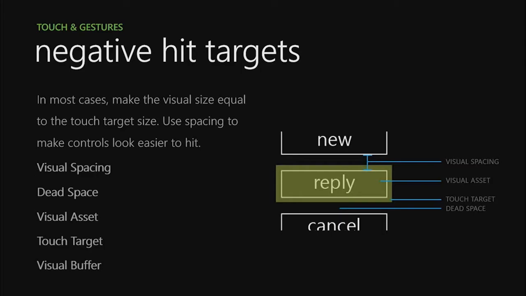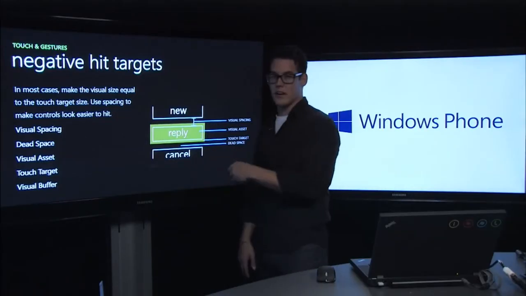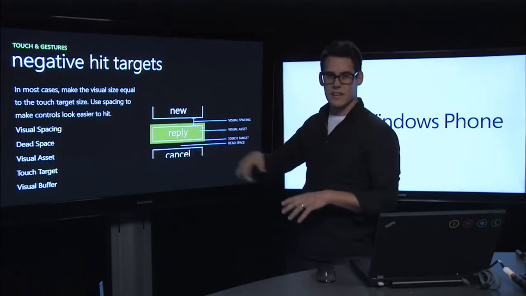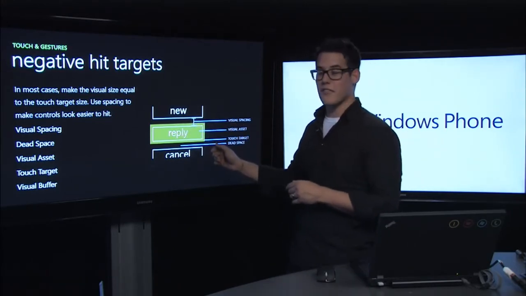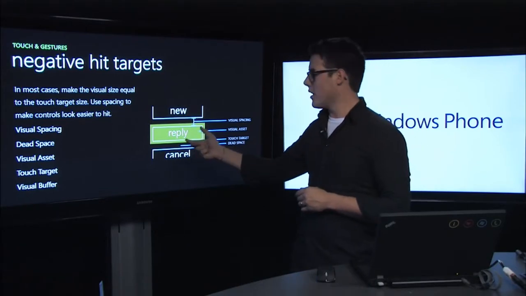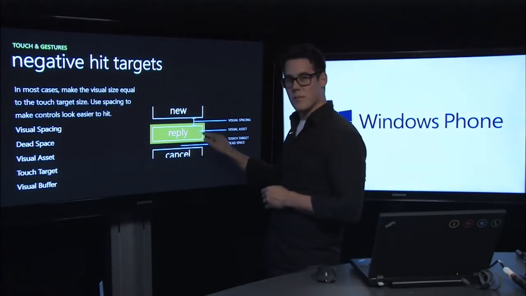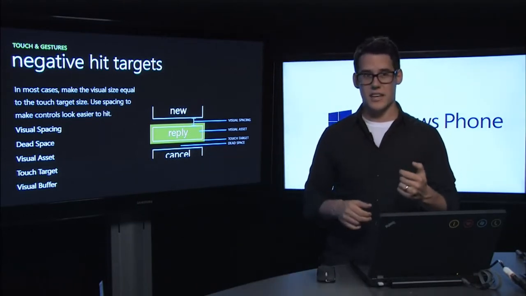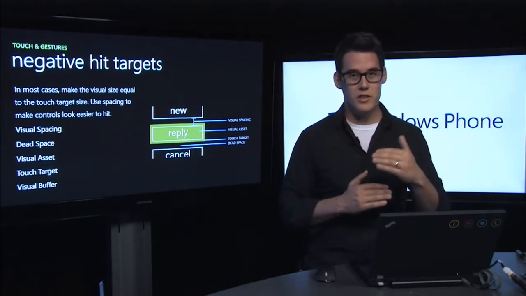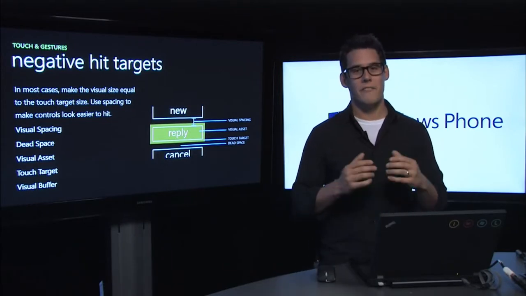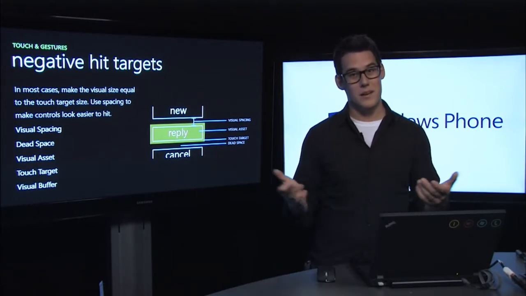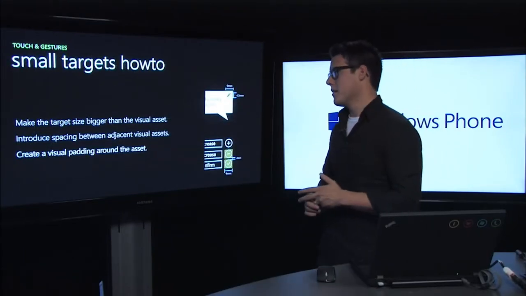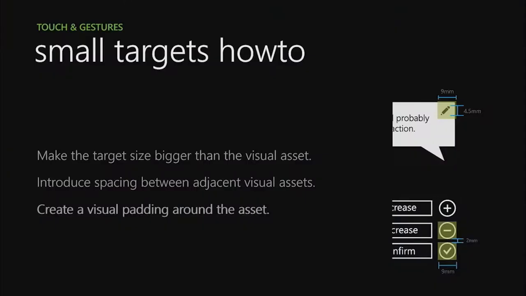If you have a lot of space, make your hit target a little bit bigger. You never want it to be so big that someone tries to tap over here and accidentally hits your button, but you do want to make it big enough that if somebody is holding their phone and walking down the street and they tap and barely miss in those 2 or 3 millimeters on the left or right hand side, that they actually hit the button. This way, we've improved the usability a lot on Windows Phone, and it feels like they're always hitting the button when sometimes they actually miss. So, small targets how to. Make the target size bigger than the visual asset.